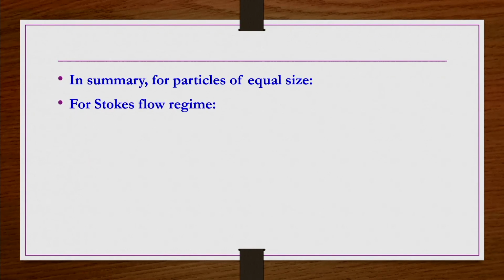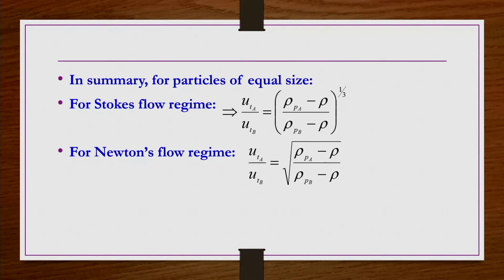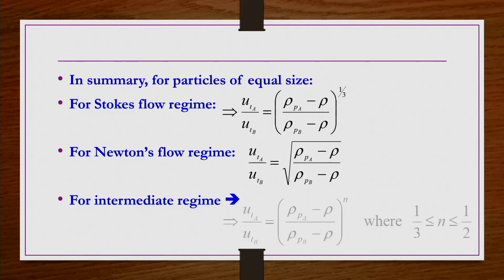This is for the Stokes regime. So, in summary, in the Stokes flow regime we have seen that UTA by UTB is equal to the cube root of (rho PA minus rho) divided by (rho PB minus rho). If it is the Newton's flow regime, we have seen that UTA by UTB is equal to the square root of (rho PA minus rho) by (rho PB minus rho). So, in the intermediate range, if we write UTA by UTB equal to ((rho PA minus rho) by (rho PB minus rho)) whole power n, then n varies between 1 by 3 and 1 by 2 for the intermediate range.